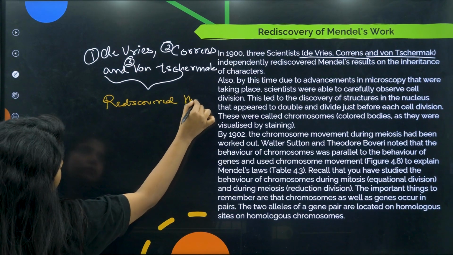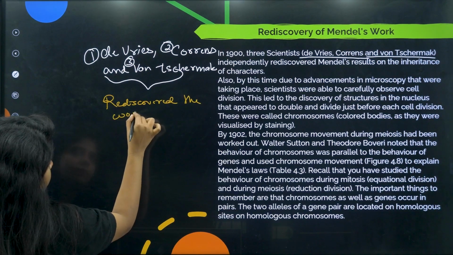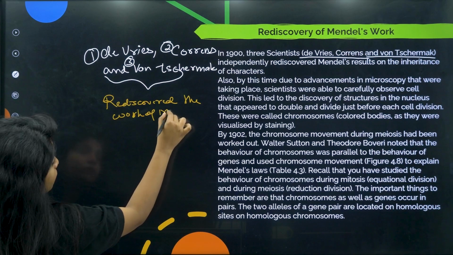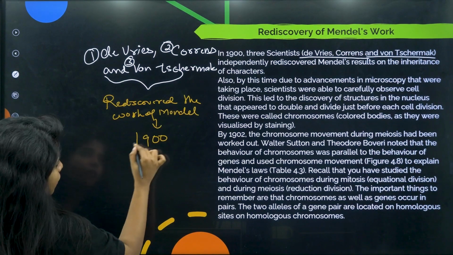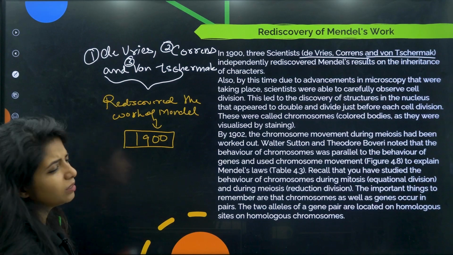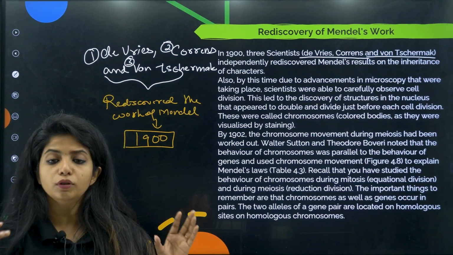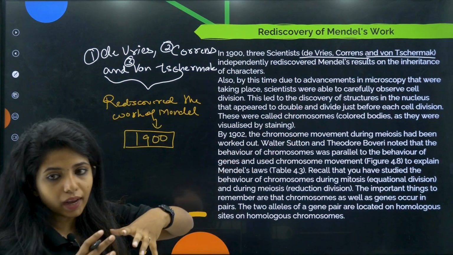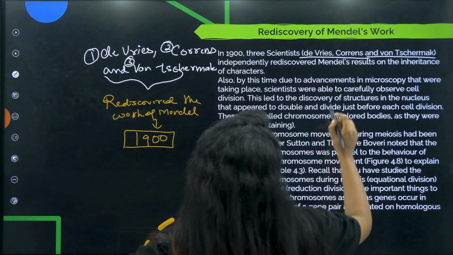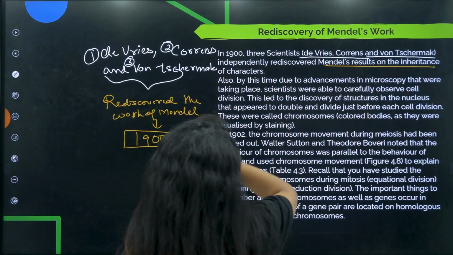Discovered the work of Mendel. Okay? And I told you in which year it was rediscovered. It was rediscovered in the year 1900, because at this point of time they got the microscope and everything, so they were able to see a lot of things. So they independently, okay, they did not come together and discover it, independently rediscovered Mendel's results on inheritance of character.